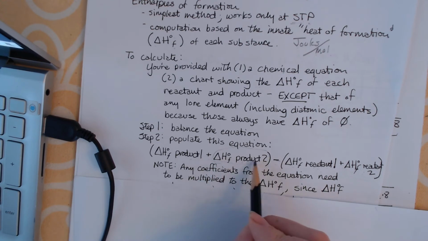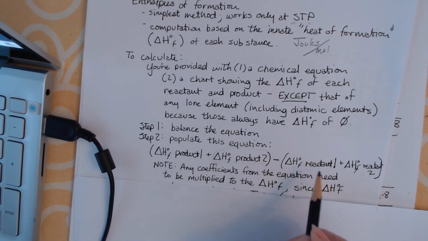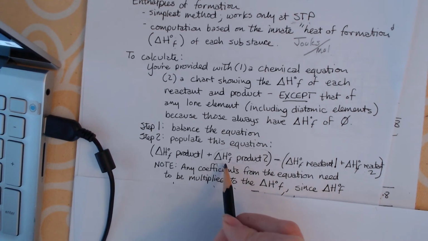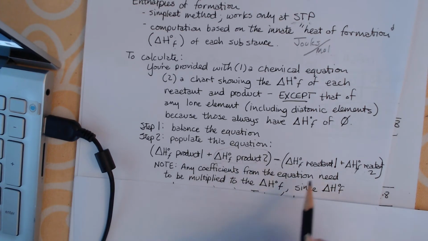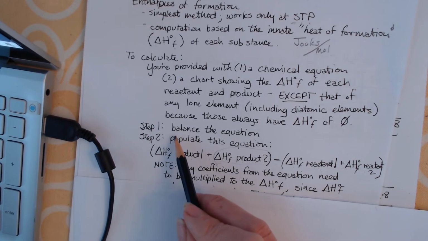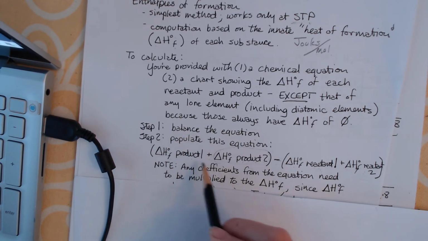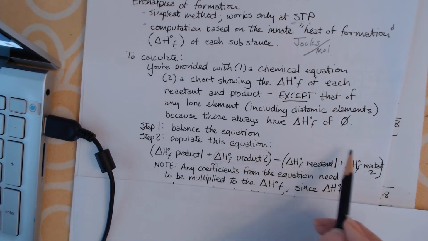And I subtract the sum of the standard heat of formation of my reactants from the sum of the standard heat of formation of my products. So note here a couple things. Number one is my reactants. Remember, reactants are always over on the left side of the equation, right? When I give you a chemical equation. And products are always on the right side.